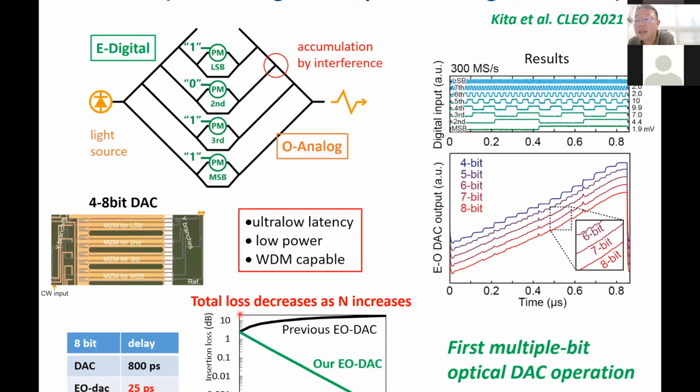And interestingly, the total loss of this DA converter decreases when the bit number increases, which is just opposite to the previously proposed optical DA converters. And very recently, we fabricated a 4 to 8-bit EO DA converter and demonstrated DA converter operations. As far as we know, this is the first optical DA converter operation for multiple bits.